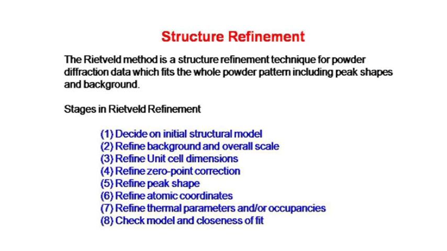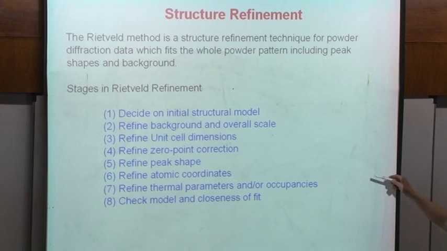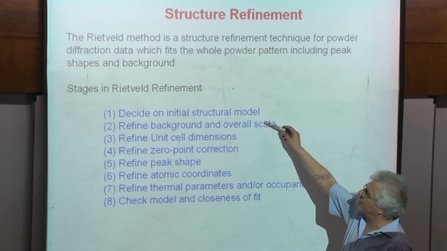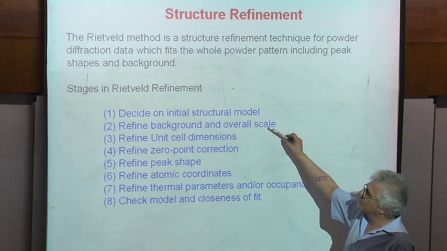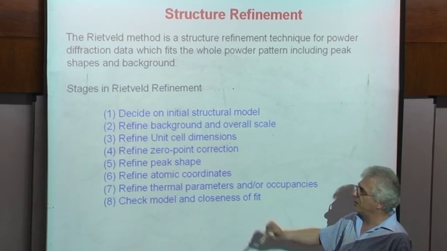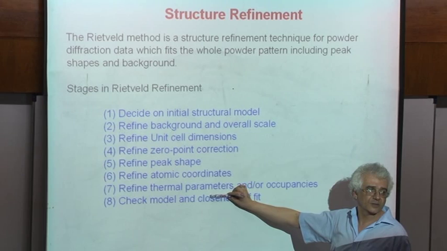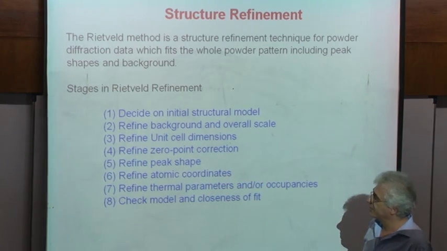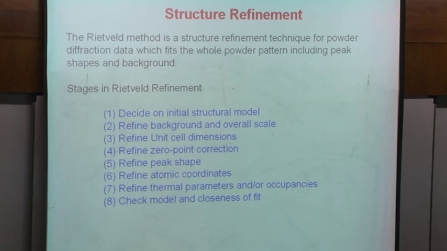So, structure refinement. The Rietveld method, we're going to talk about on Friday. So I'm not going to spend a lot of time on it today, just to say it's there. I'll go through the basic processes at the time, but essentially you need an initial model, then refine the background, unit cell dimensions, 0-point correction, and peak shape, before you even get to the atomic coordinates. And then you refine these. So these are the basic stages. We'll talk about them in more detail on Friday, so I won't spend a lot of time on those.